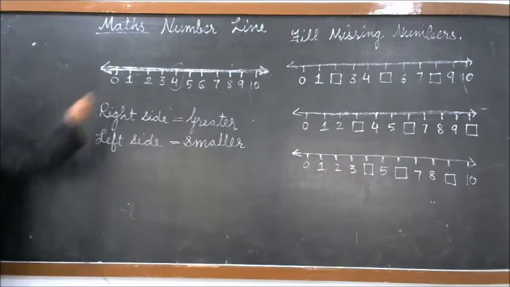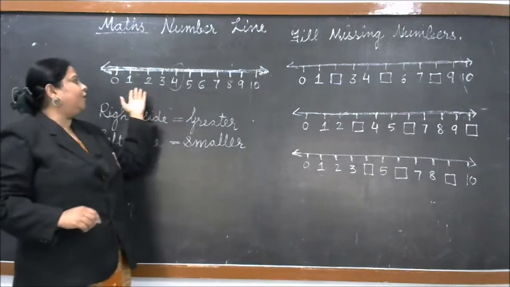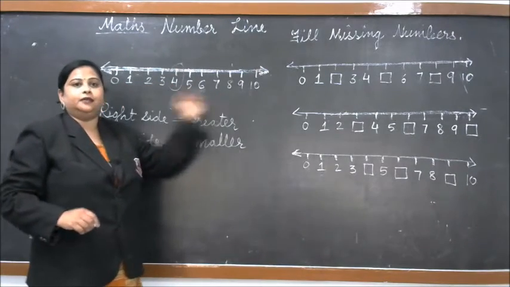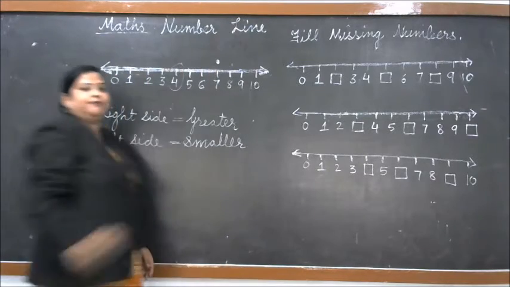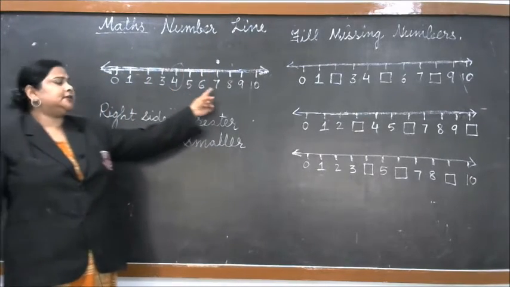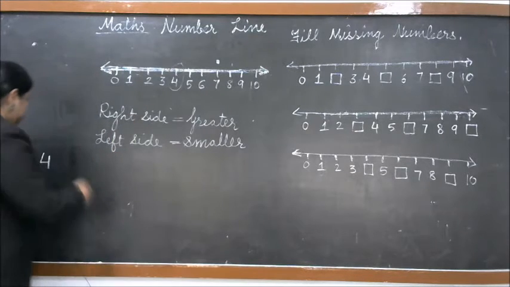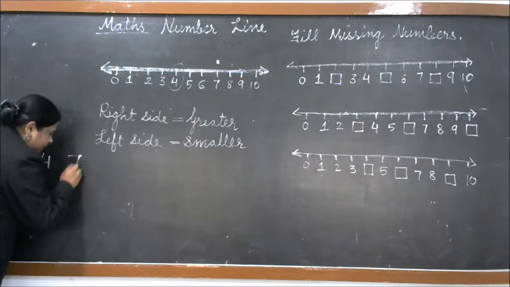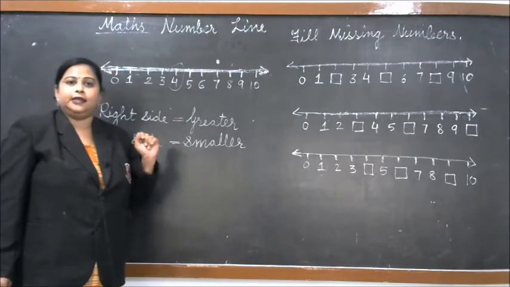For example, I choose 4. Okay? Now, here I am going to choose 7. Okay? 7. I make a dot on 7. See, is 4 smaller than 7 or greater than 7? You tell me. 4 is smaller than 7.